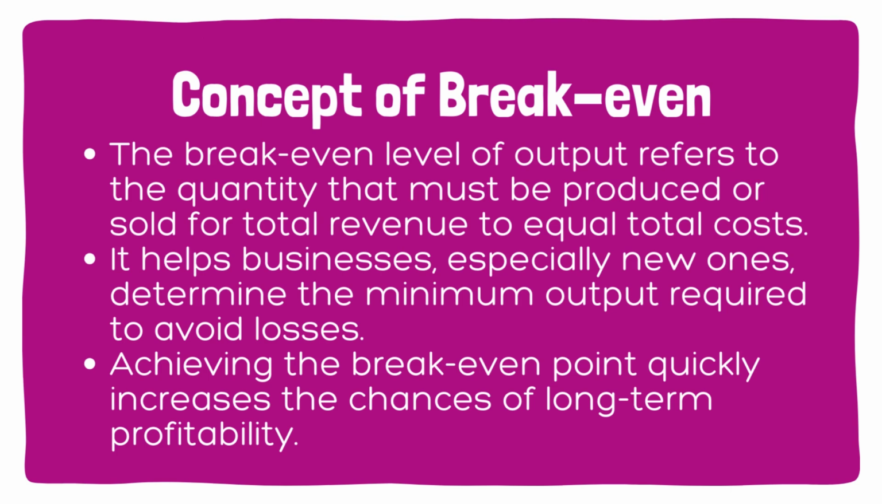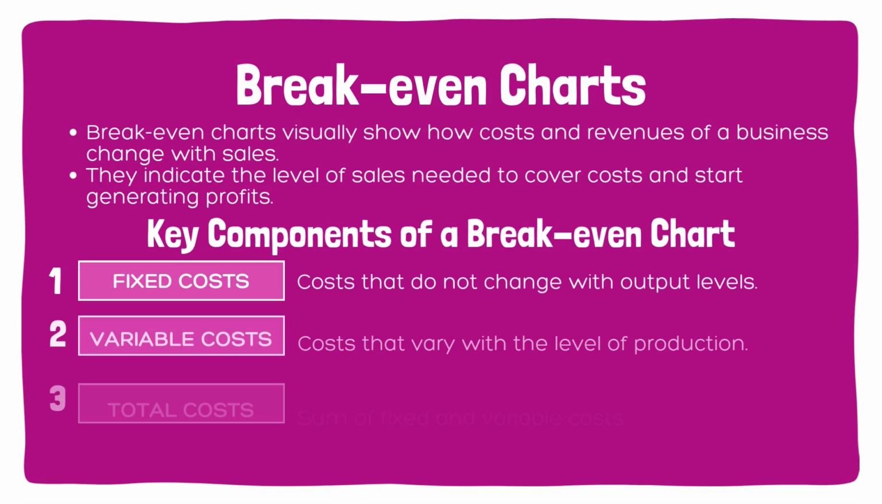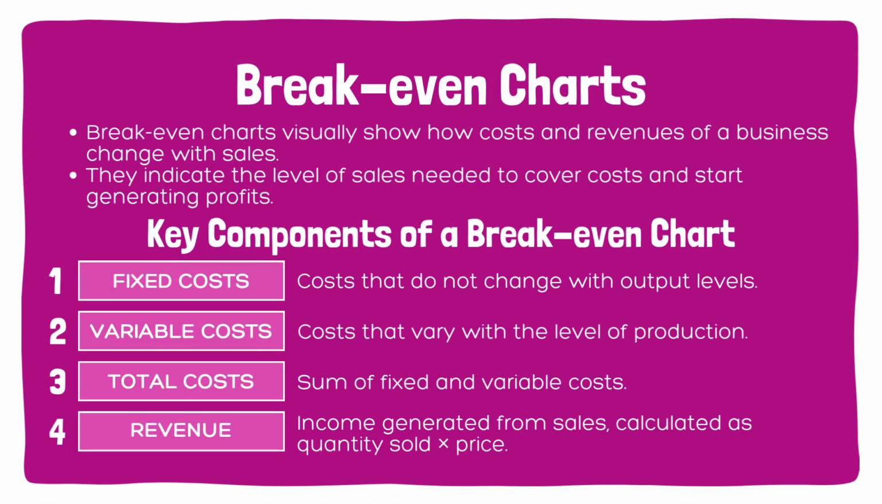Reaching break-even early increases survival chances, while delays lead to losses. Break-even output can be determined using charts or calculations. To create a break-even chart, fixed costs, variable costs, and revenue data are needed. Fixed costs remain constant, while variable costs change with output. Revenue is calculated by multiplying quantity sold by selling price.